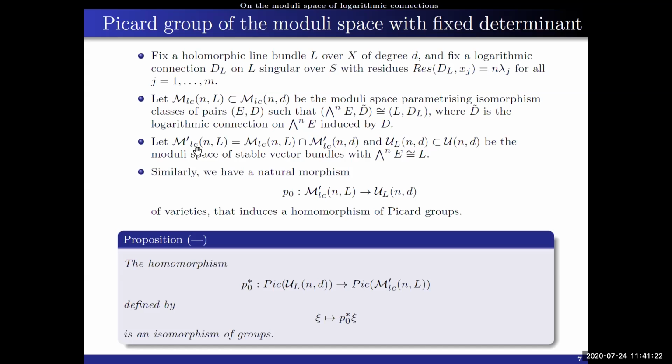We go further down. We consider this moduli space, now again the moduli space whose underlying vector bundle is stable. Why? So that we can get a morphism from this MLC prime NL to ULND. What is ULND? ULND is the moduli space of stable vector bundles with fixed determinant. Because of this, we have a natural morphism of varieties that induces a homomorphism of Picard groups, and here these Picard groups are isomorphic. This homomorphism of Picard groups is an isomorphism.